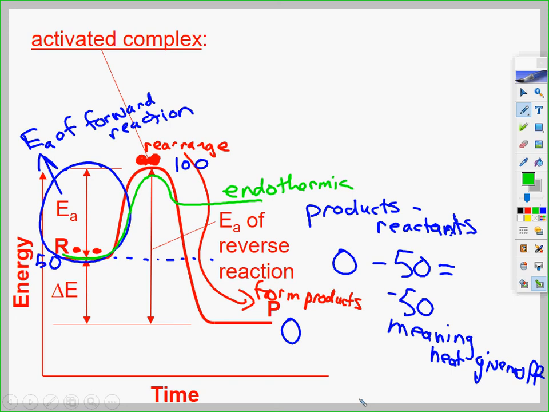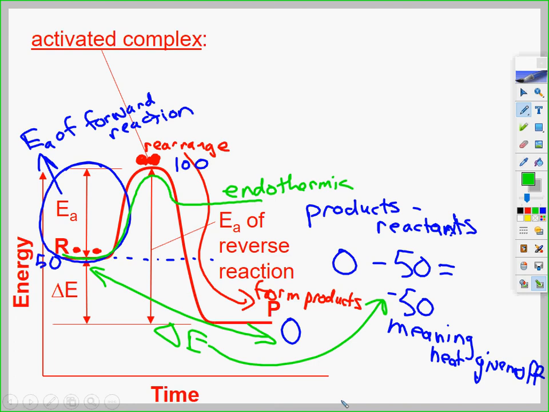Now, the change in energy is right here. I went from 50 to 0. Change in energy, and that's what we just solved right here. It's the same thing, same thought process as thermochem.